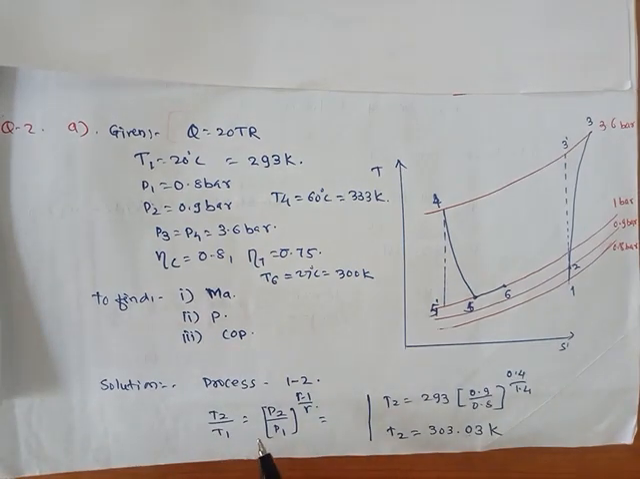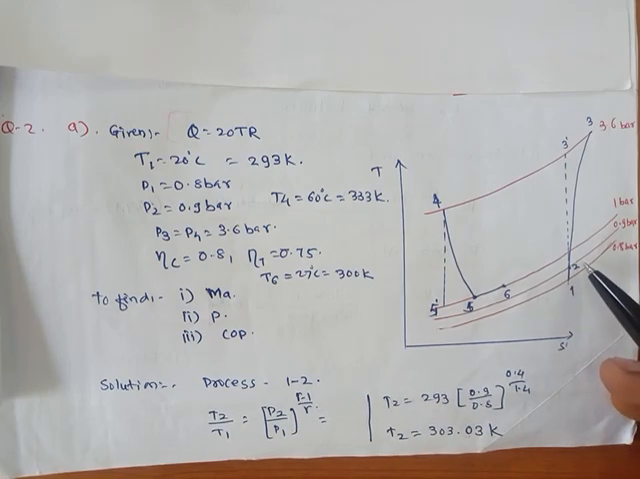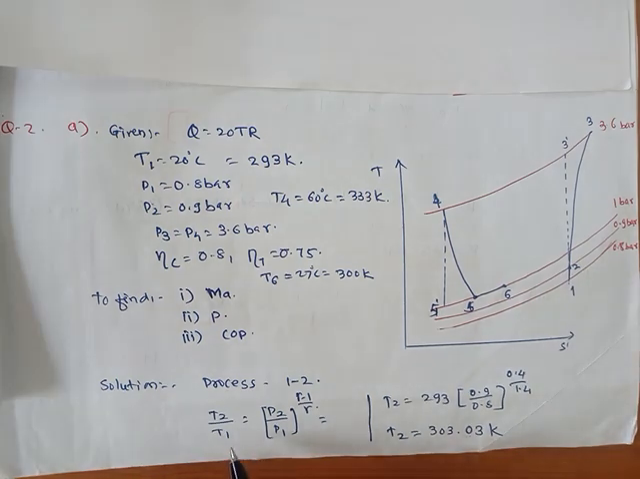For that we will start first from the ramming process. From the ramming process we have given the point number 1 inlet pressure and temperature and ramming outlet pressure, but we have to find out the temperature T2. For that we use the isentropic relation. T2 by T1 is equal to P2 by P1 raised to gamma minus 1 upon gamma. Here gamma is the index of air and it has value gamma equal to 1.4. So 1.4 minus 1 is 0.4, divided by gamma, 1.4.